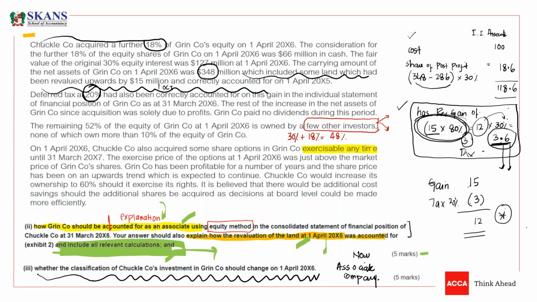Why is it important that it can be exercisable anytime? Can we purchase now? Because there was a criteria. If it can be exercised right now, then it can help you to acquire control. Otherwise, they can't help you to acquire control.